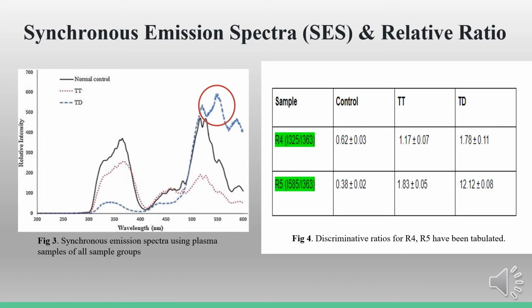In figure 4, the R4 and R5 values were derived from the SES graph in figure 3, showing that there were two distinctive differences observed in the values, as they were higher for thalassemia samples when compared to those of the control samples.